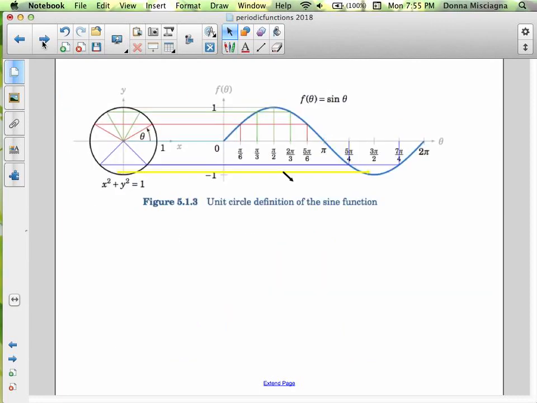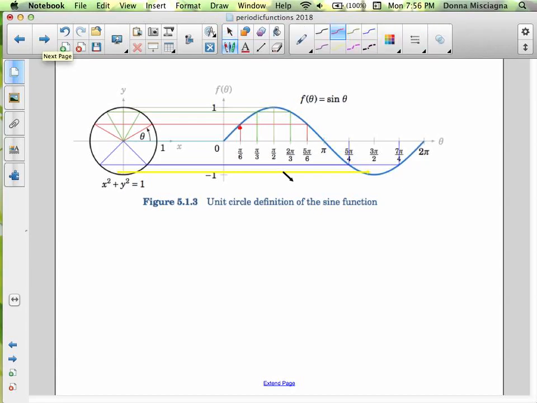I think I put this one in your notes. So there it all is. All right, so that's the unit circle definition of the sine function. The x's are measured in radians when we're graphing our sine function or a cosine function, and the y values are the heights of our functions. Let's write the heights in because we know a lot of them.